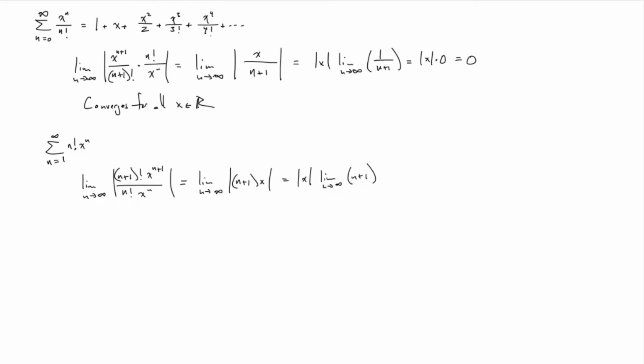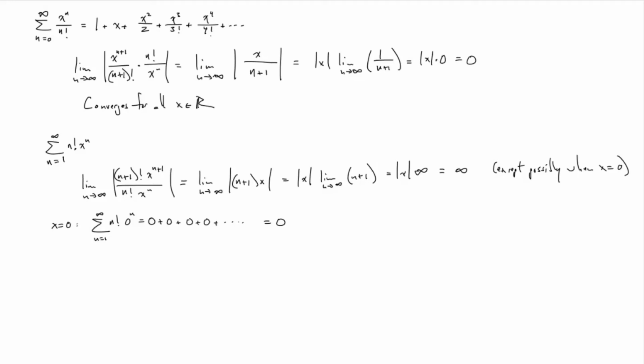As before, x is a constant as far as the limit as n goes to infinity is concerned, and so we can pull the absolute value of x outside of the limit. And the limit as n goes to infinity of n plus 1 is infinity. And so for any real number x, the absolute value of x times infinity is clearly infinity, except the single possibility of maybe when x is equal to 0. 0 times infinity is an indeterminate form, and so we have to consider that case separately.